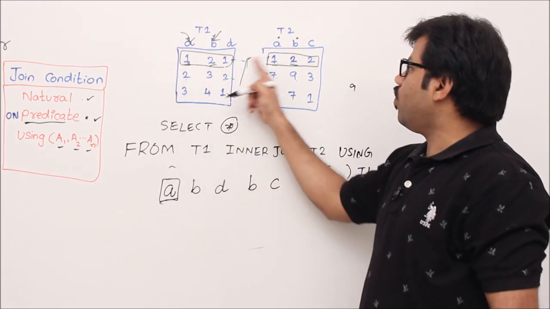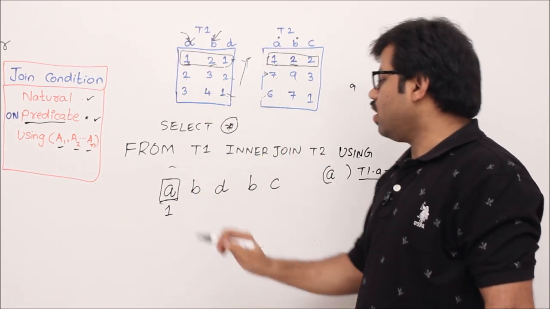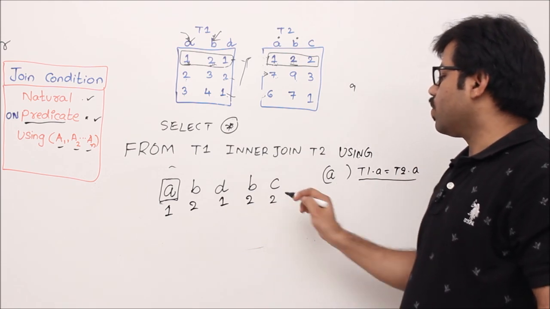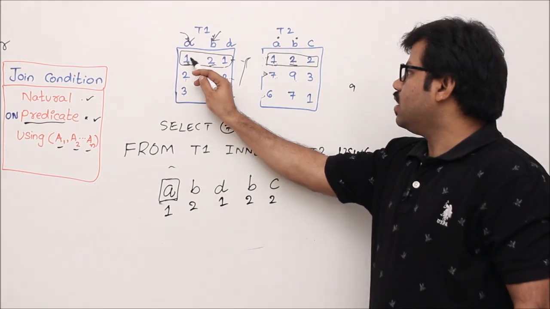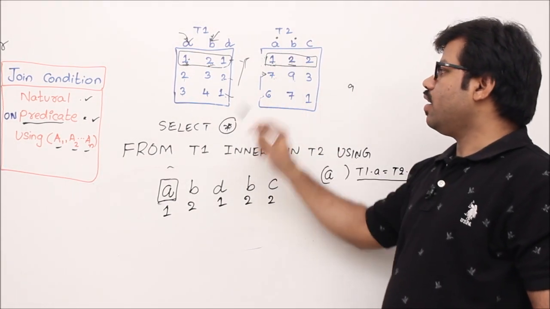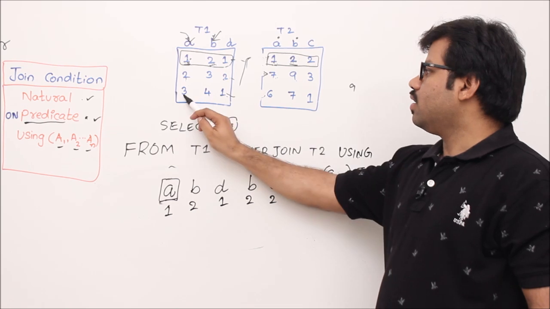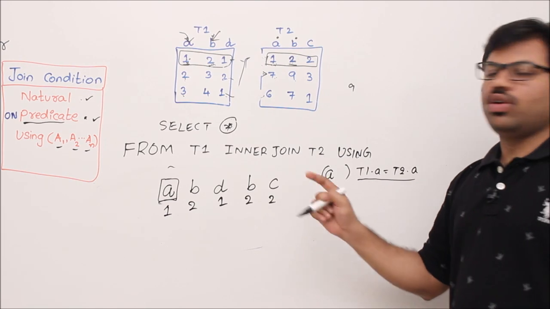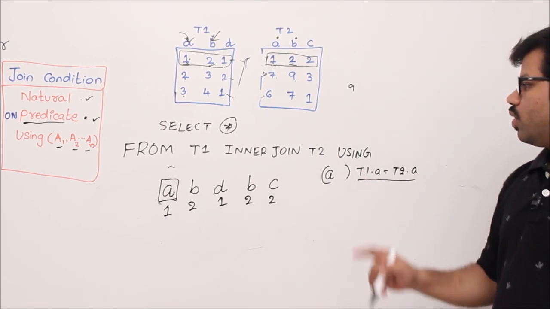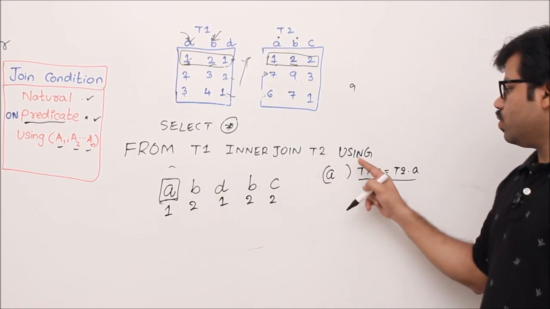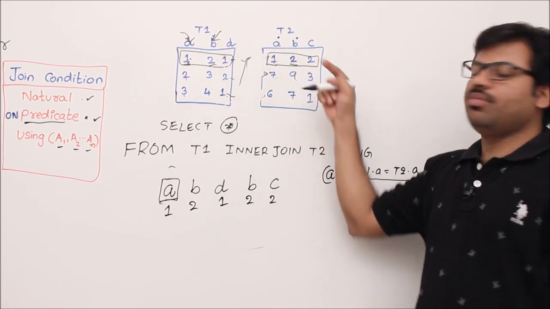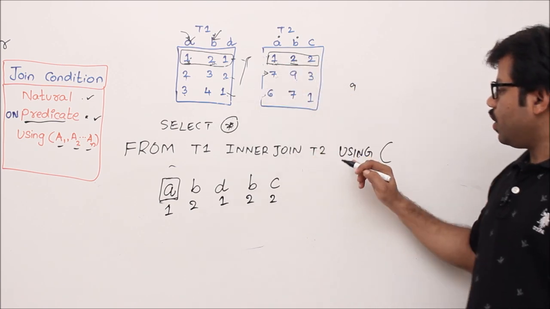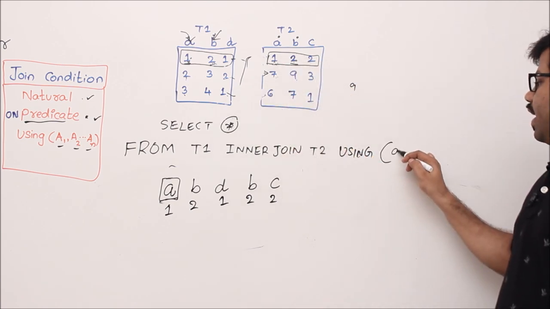So in that 1 to 1, 1 to 2, what is that common A value? 1. Then B2, D1 and B2, C2. Next, will this one match with any of the other things? No, right? Similarly, 2 doesn't match anything, 3 doesn't match anything. So only one thing will be printed, that is 1 to 1, 1 to 2. Understand? So this is about T1 inner join T2 using A. That means the column A value will be matched. Now the final one is, let's try to write USING with two columns, like using A comma B.